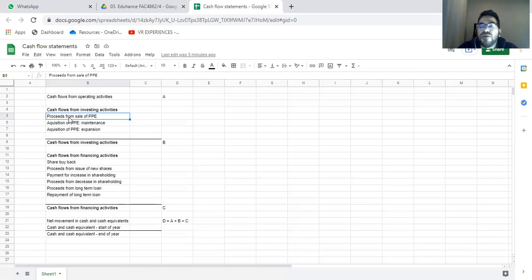If you leave out any line item in the T account, your balancing figure, which is your cash flow number, is not going to be right. And that would cause that when you add up net movement plus opening balance, it won't equal the closing balance. So what's important is that you must be able to reconstruct the T account.